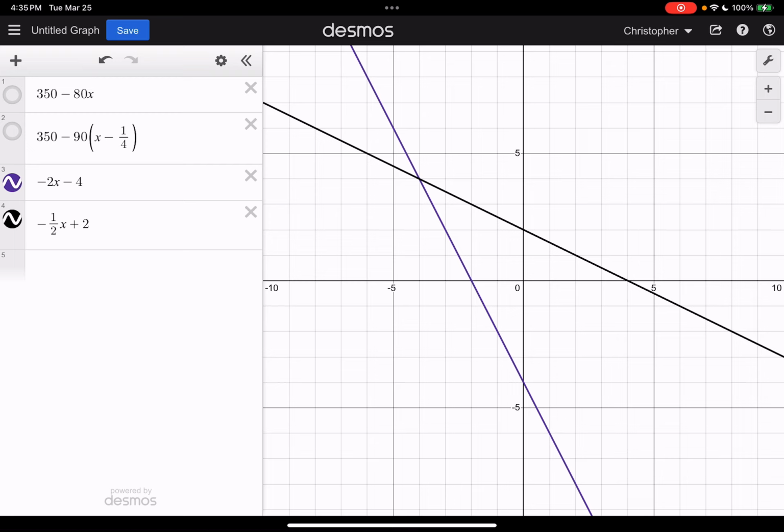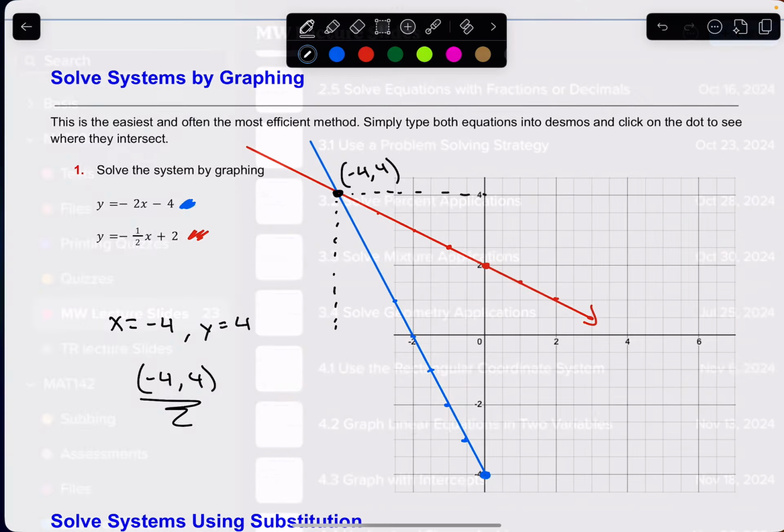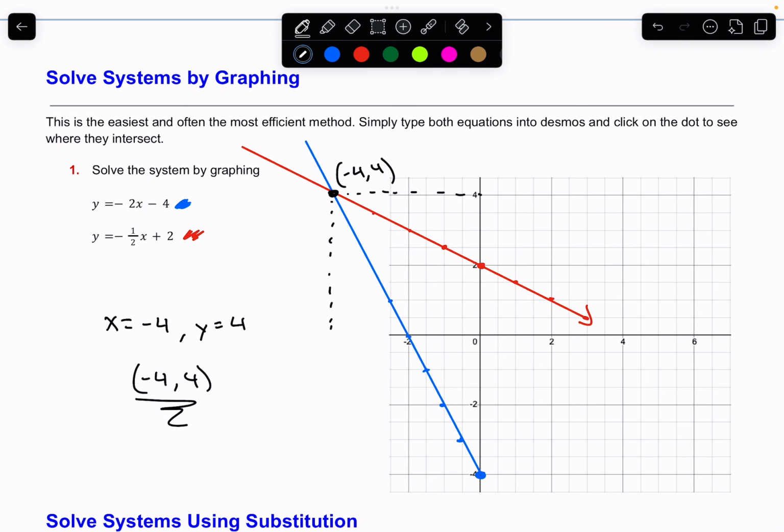And all I'm going to do is tap on the line. Notice that gray dot appeared. And if I tap the gray dot, it tells me exactly what that intersection point is. So I really don't have to do any work. I just type in the equations, tap the dot, and it tells me negative 4, 4 is the answer. So it's really that easy to use the graphical method on Desmos. You could do all this by hand, but realistically, the graphing calculator is much better at graphing than we are.